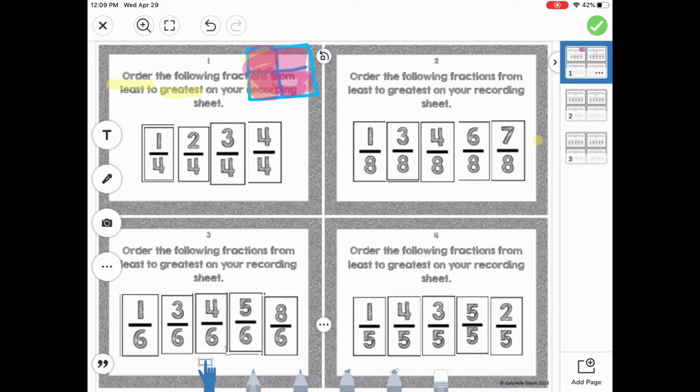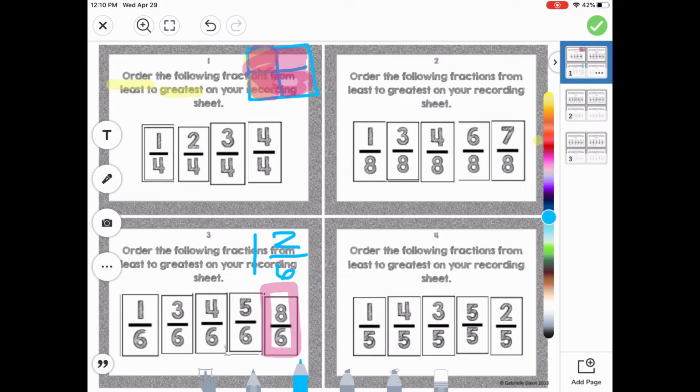I'm also noticing that when I look at this, 8/6 is an improper fraction. That means the top number is larger than the bottom number. So 8/6 is really like you have one whole and 2/6 shaded in. So that's more than 1. So that is definitely the largest fraction in number 3.